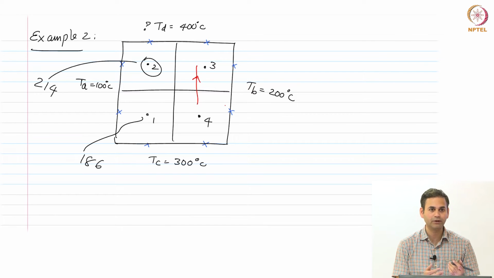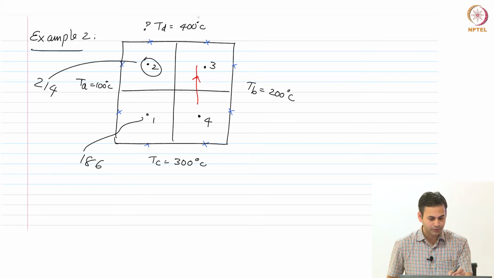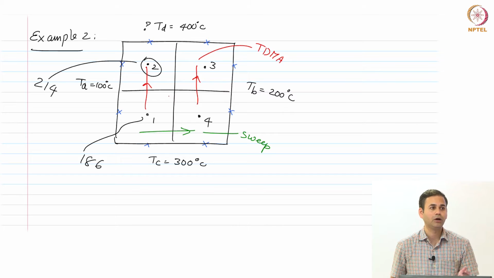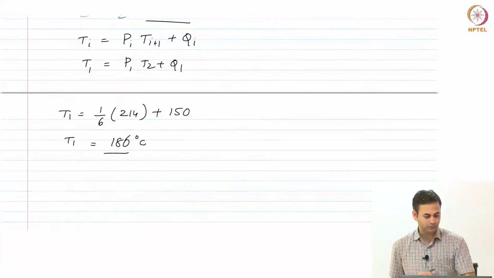You can also write a sample code based on this algorithm. So, that is our sweep and this is our TDMA, and then we keep coming to these two one after the other, in succession, until you converge, fine.